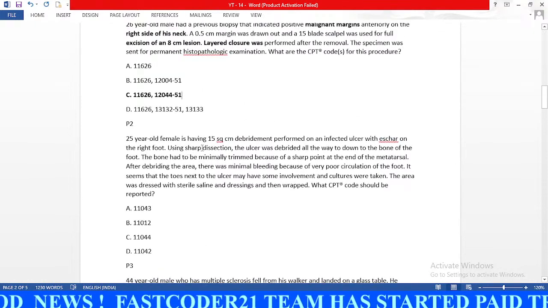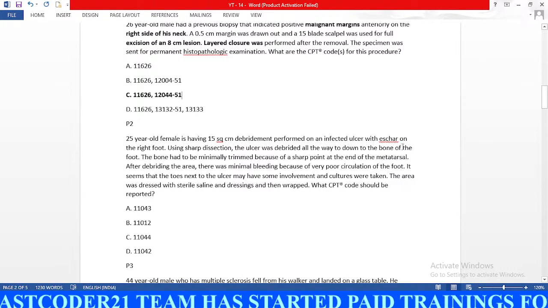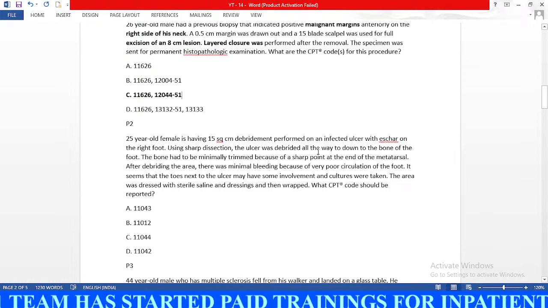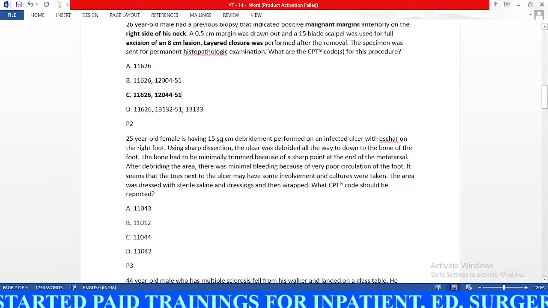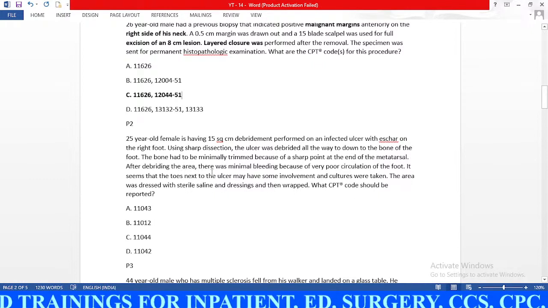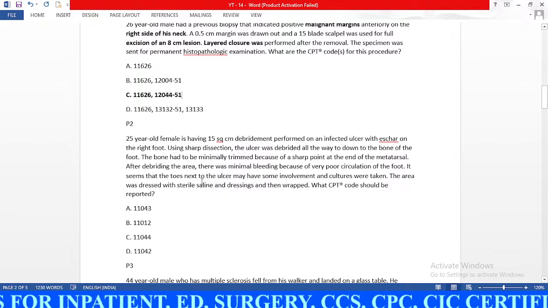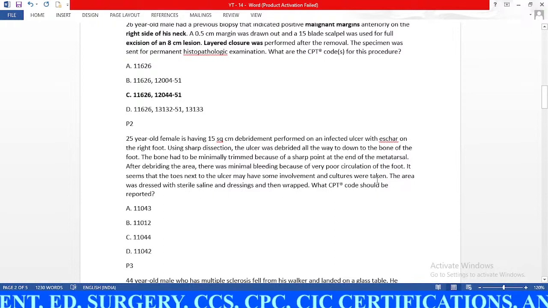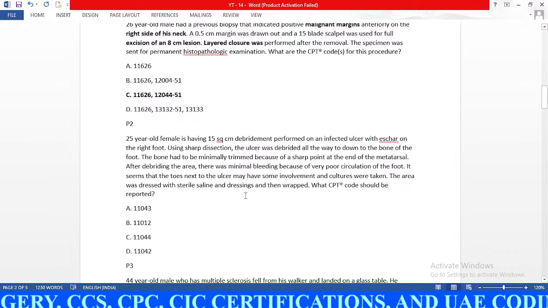A 25-year-old female is having 15 square centimeter debridement performed on an infected ulcer with eschar on the right foot. Using sharp dissection, the ulcer was debrided all the way down to the bone of the foot. The bone had to be minimally trimmed because of a sharp point at the end of the metatarsal. After debriding the area, there was minimal bleeding because of very poor circulation of the foot. It seems that the toes next to the ulcer may have some involvement and cultures were taken. The area was dressed with sterile saline and dressings and then wrapped. What CPT code should be reported?